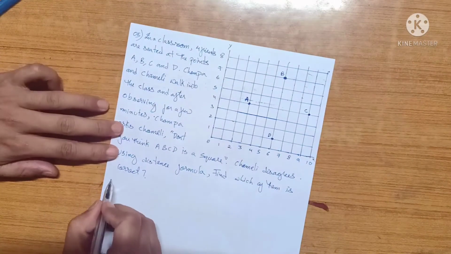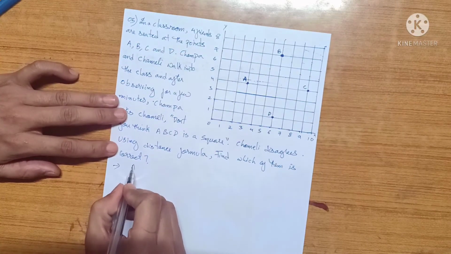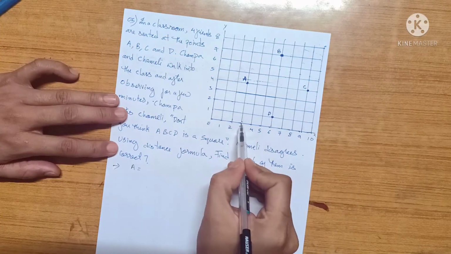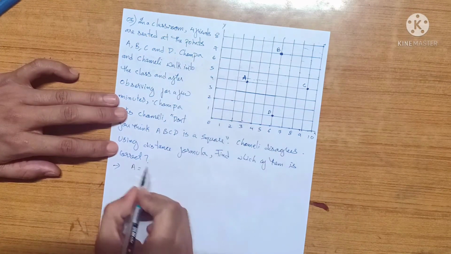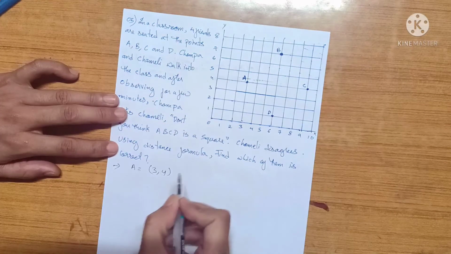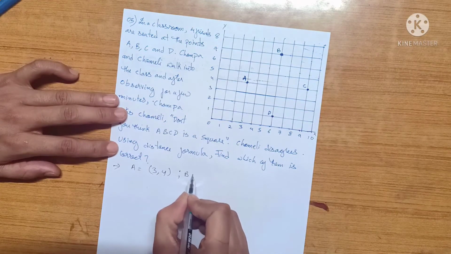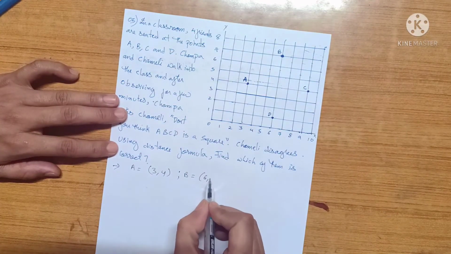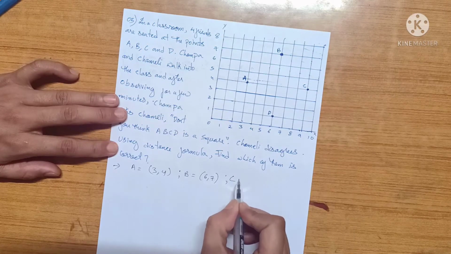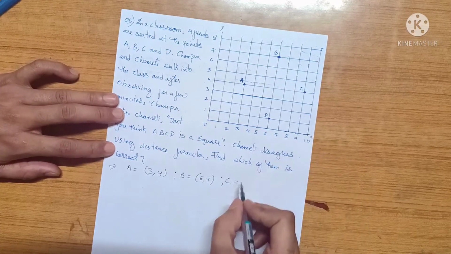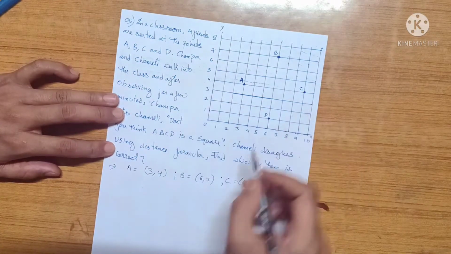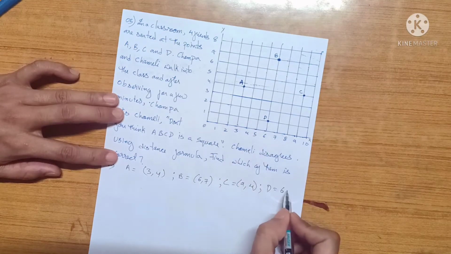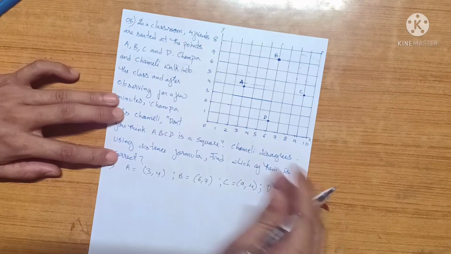So for point A, let's write the coordinates first. For point A, the x-axis is the lower horizontal line, so x is 3, y is 4. As for B, we've got x is 6, y is 7. As for C, we have x is 9 and y is 4. And then at last D is x is 6 and y is 1.